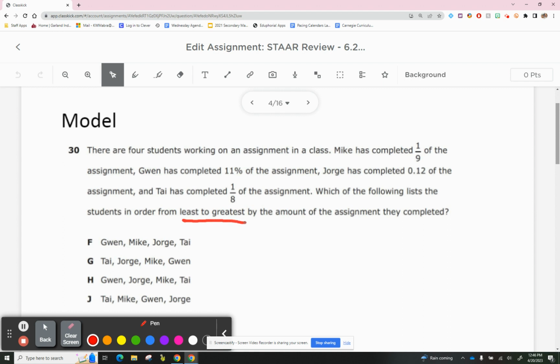have completed? Okay, so the first thing I'm going to do is compare these numbers, these all irrational numbers. Okay, so I'm going to convert them into decimals because I feel like decimals are probably the easiest to convert or to compare.